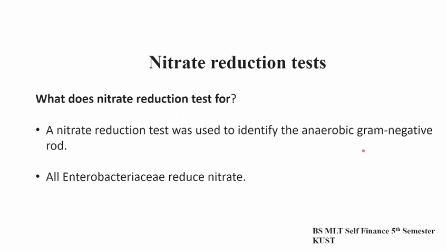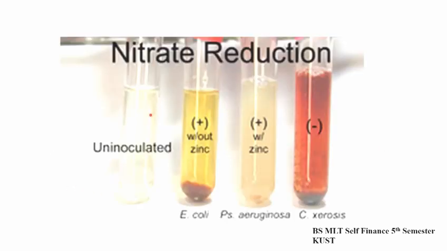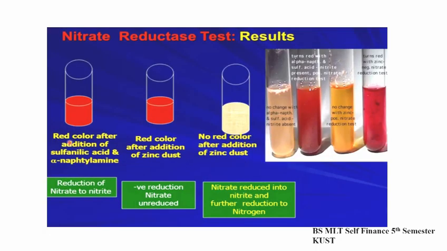It is used to identify the anaerobic gram-negative rods. All Enterobacteriaceae reduce nitrate, so it is positive. Pseudomonas aeruginosa and E. coli. Here is a negative, it is the uninoculated control. Red color appears after addition of sulfanilic acid and alpha naphthylamine. Here is a positive, and here is also positive. Here is no color, so it means it's negative.